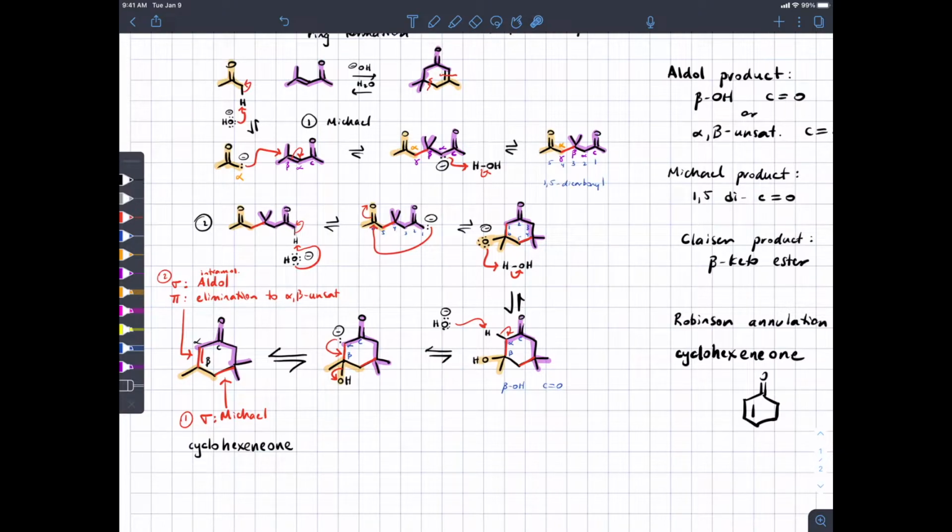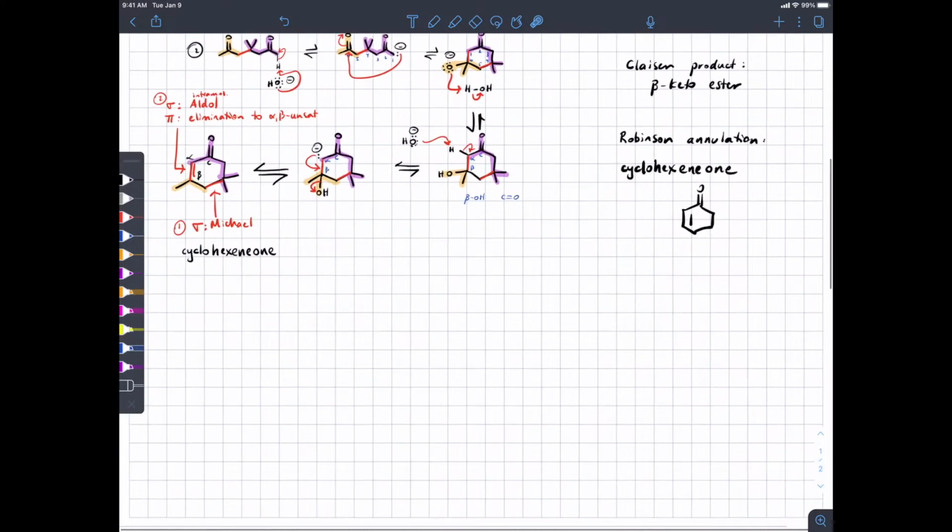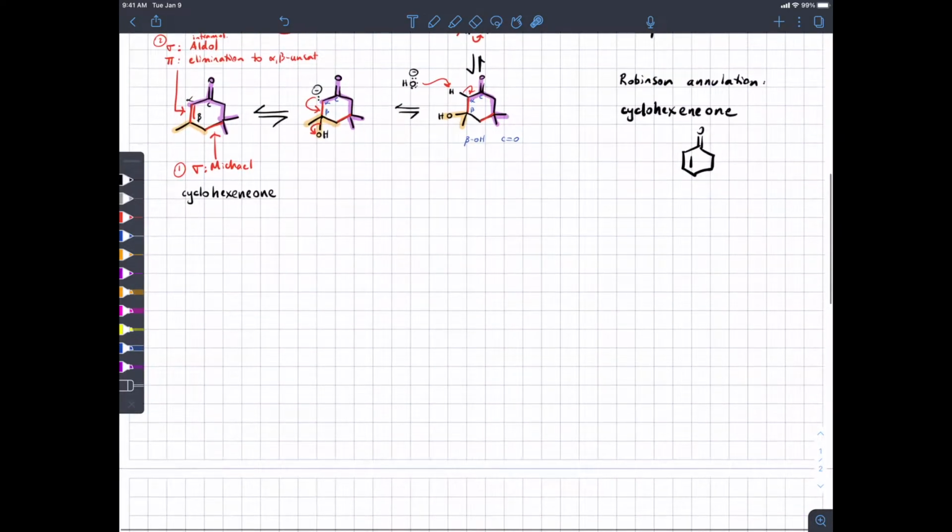So the one thing I wanted to practice before we move on is just recognizing Robinson annulation products and thinking backwards to what the starting materials would have been. So with that in mind and with what you know now, let's draw this strange product.